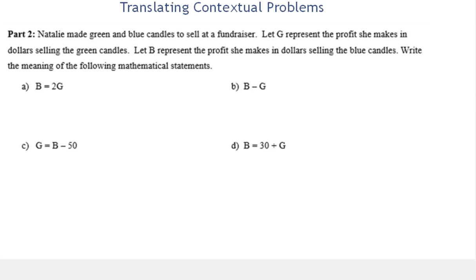In this video, we're going to continue translating contextual problems. So let's read through the information and highlight important information. Natalie made green and blue candies to sell at a fundraiser. Let G represent the profit she makes in dollars selling the green candies, and let B represent the profit she makes in dollars selling the blue candies. Write the meaning of the following mathematical statements. So I'm going to put that in green since that's our goal.